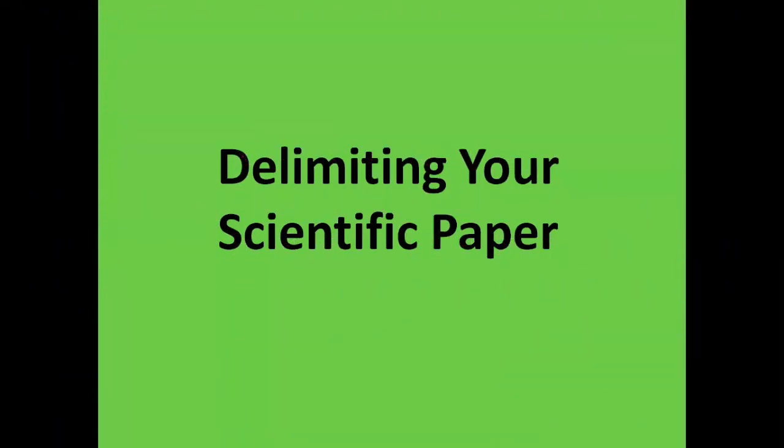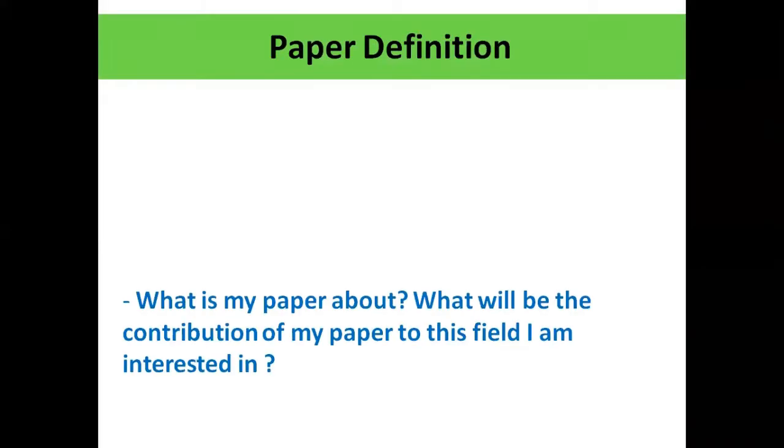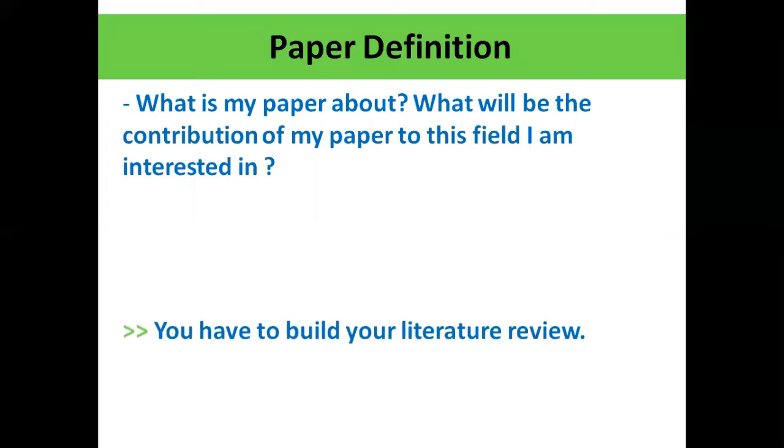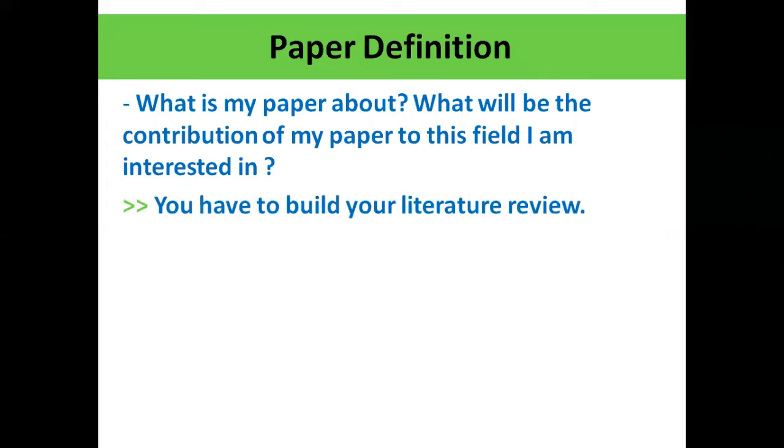Now, before writing, you have to delimit your scientific paper. You have to ask this question: what is my paper about? What will be the contribution of my paper to this field I am interested in? And to answer these questions, you have to build your literature review.